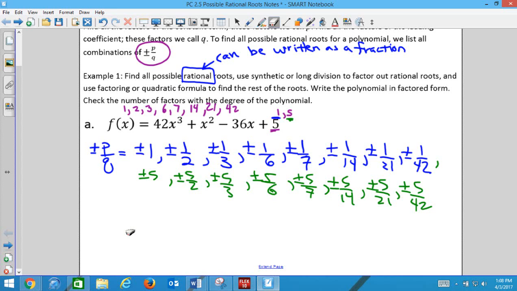Press graph or whatever. Yeah, graph it. And then what? And then we'll talk together about it. I gotta graph mine too.